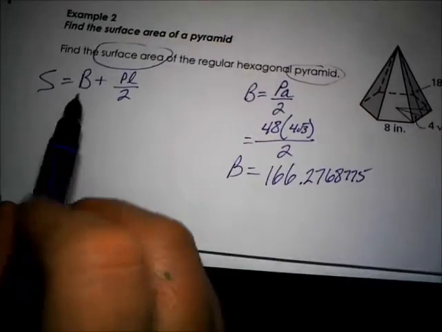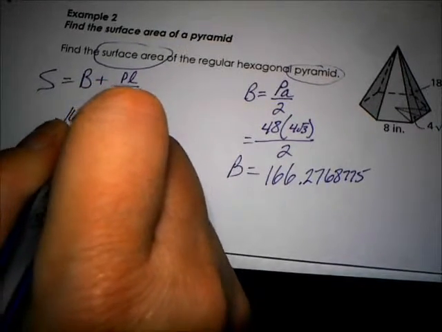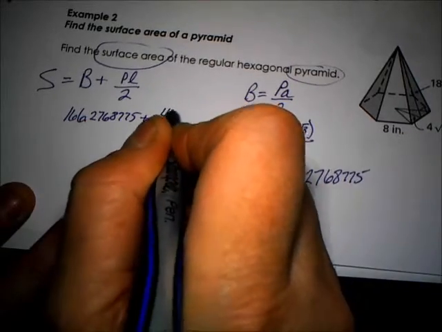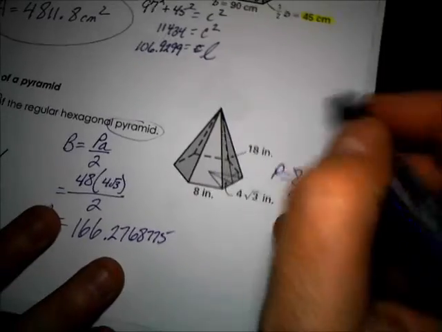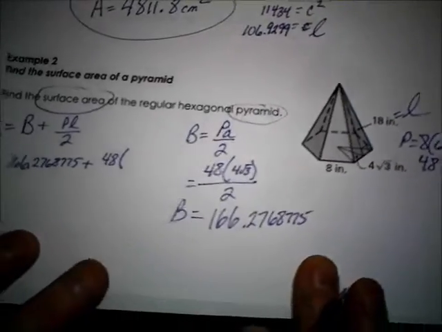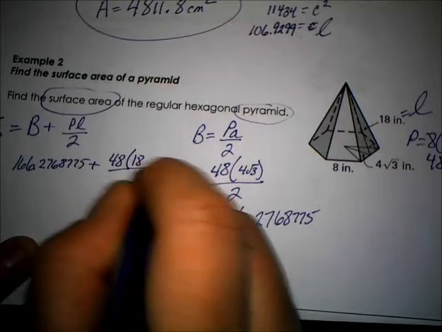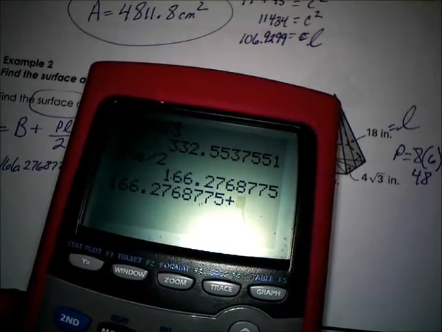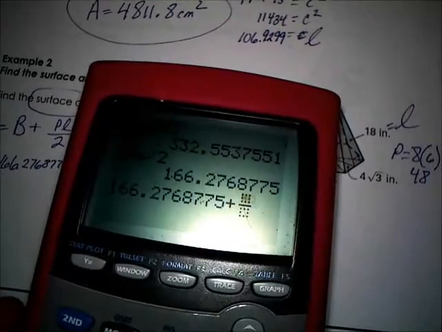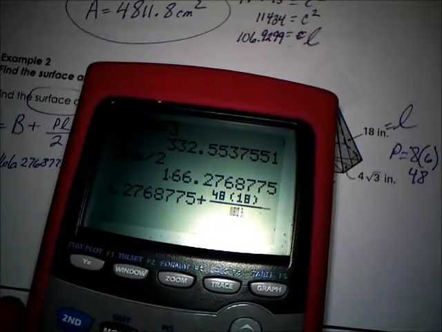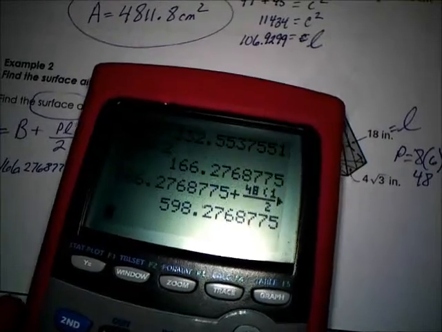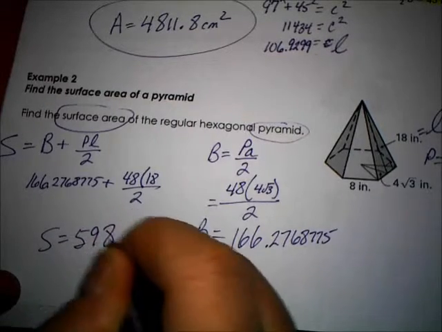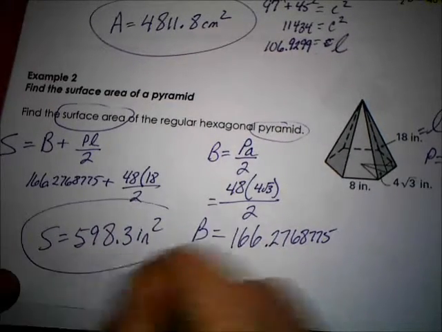If I bring it back over here to my formula, that means I'll have 166.2768775 plus my perimeter, which we said was 48, times my lateral, that if I look at my picture, the lateral is the L. So that's 18 divided by 2. So I'm going to take that value and add to it 48 times 18 and divide it by 2. And that will give me my area of 598.3 inches squared.